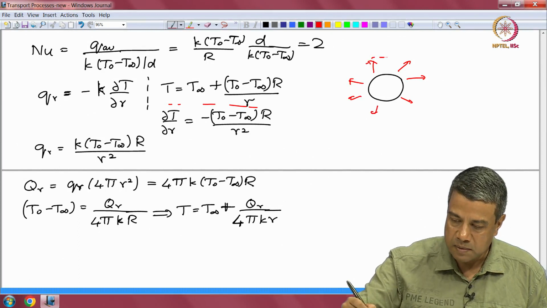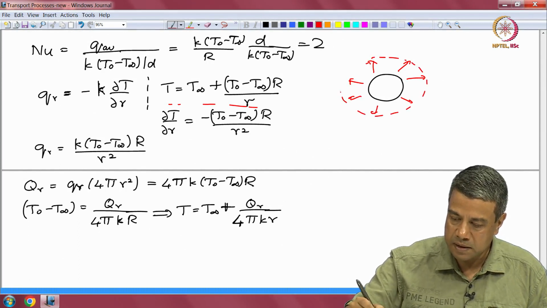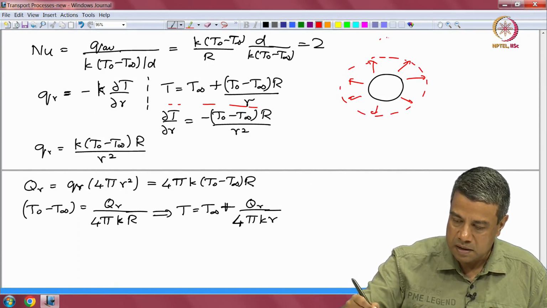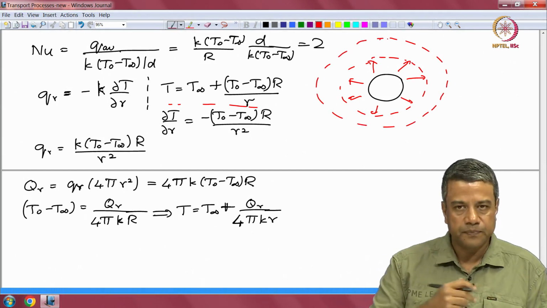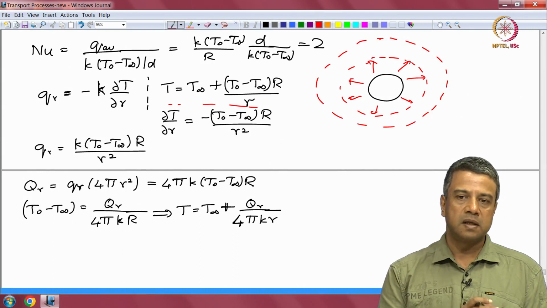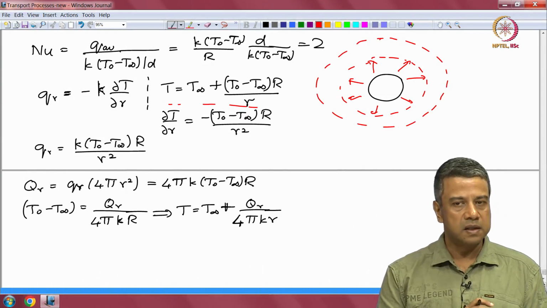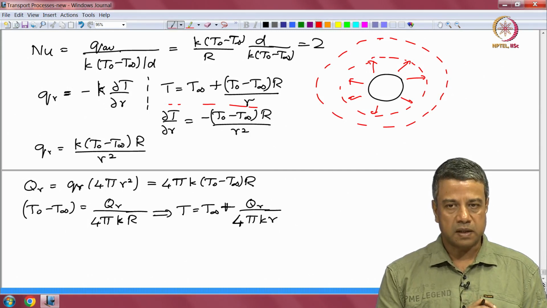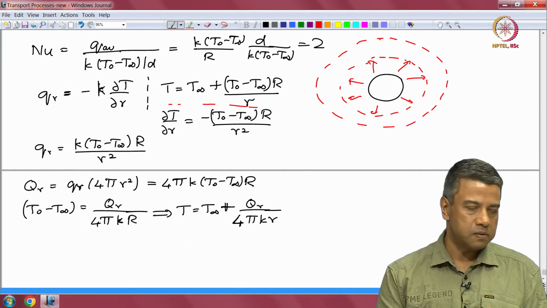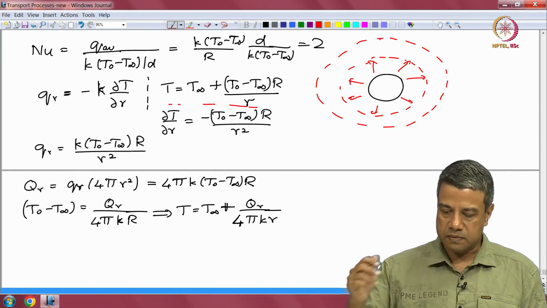What that implies is that the total heat energy coming out at any radius has to be the same as that coming out at any other radius at steady state. So, that is why the flux goes as 1 over r square, the heat transfer rate is a constant, and temperature goes as 1 over r, because if temperature goes as 1 over r, the flux is proportional to the derivative of that, which should go as 1 over r square.